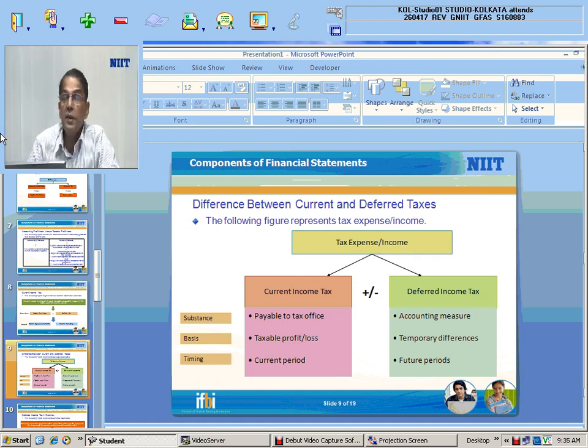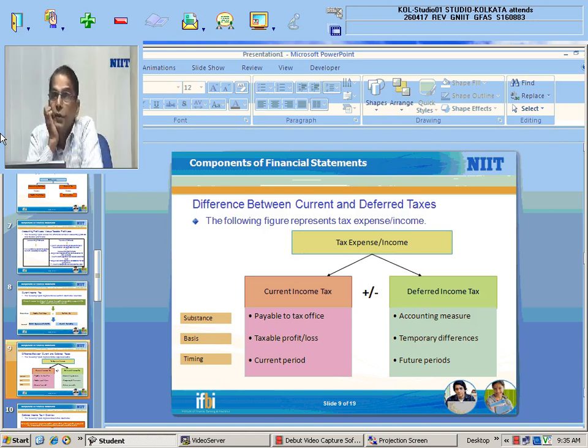Deferred income tax is nothing but an accounting measure. It's basically based on temporary differences. Temporary difference is the difference between the carrying value of an asset or liability and its tax base. So it arises due to temporary differences, and it has to be adjusted over the future periods. Consequence will be over the future periods. That is deferred income tax.